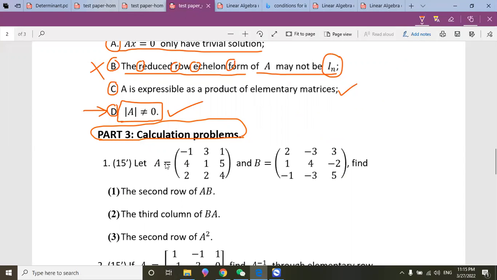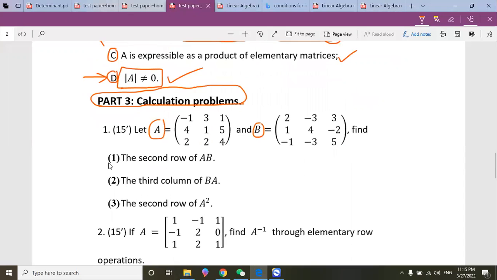Calculation problem. Okay. So we have two matrices here, A and B. And then we need to find the second row of AB, right? So A multiply B, okay? If you want to find the second row, the process to multiply two matrices is this way.